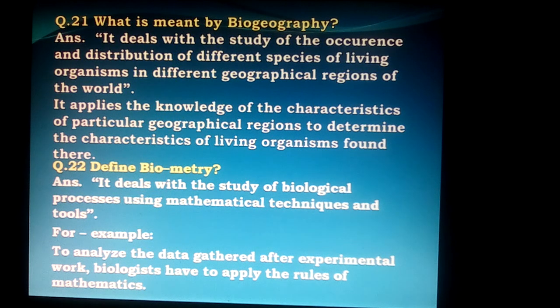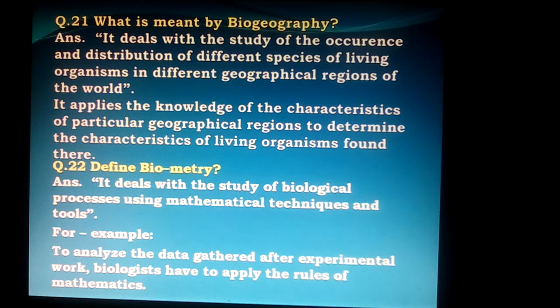Question number 21. What is meant by biogeography? It deals with the study of the occurrence and distribution of different species of living organisms in different geographical regions of the world. I told you, whenever geography comes, it relates with different species that are living in some specific area, some specific geographical region.